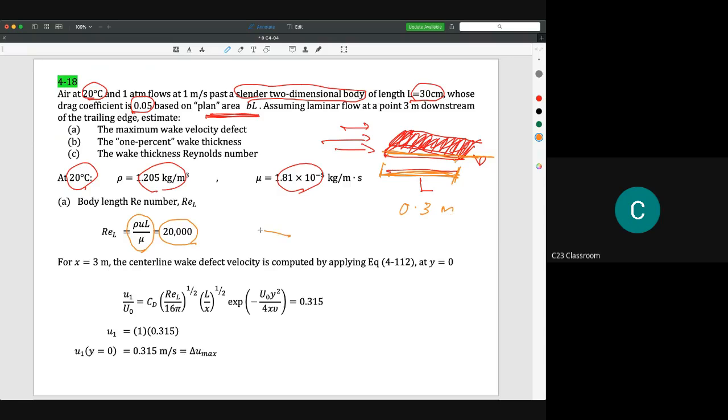But you could imagine that if we have an object here, on the x-axis it might be 3 meters. The center line defect velocity is computed by applying the equation that we have. If we substitute all the values, we know the CD, Reynolds number, and so forth, and then we find that U here is equal to 0.315 meters per second.